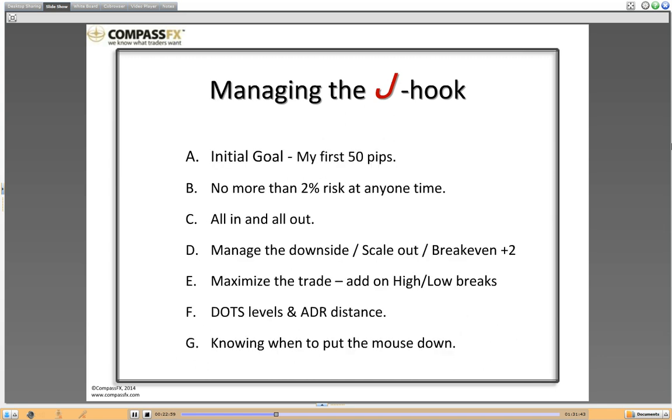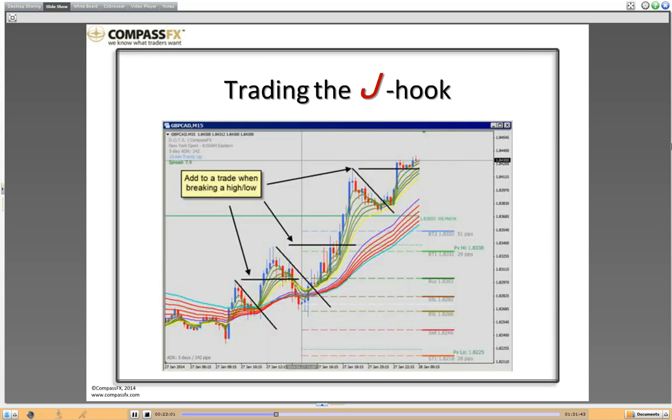Let's see, trading the J-hook. And here's an example of this session where, again, it just took off. The dots guppy levels are showing you really which way to trade. Even if you took this trade and it came up to this level and you banked all your pips, we had mentioned this in the past, if you start to see this really is right here a J-hook in this area, and this really is a J-hook too right in here.